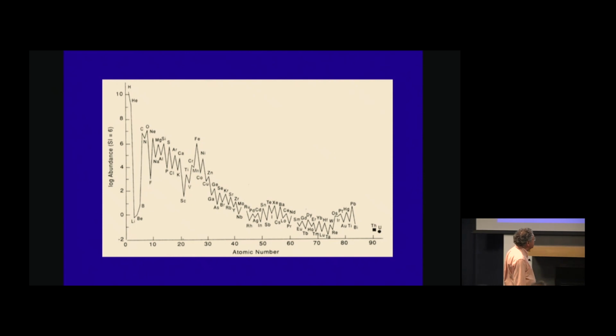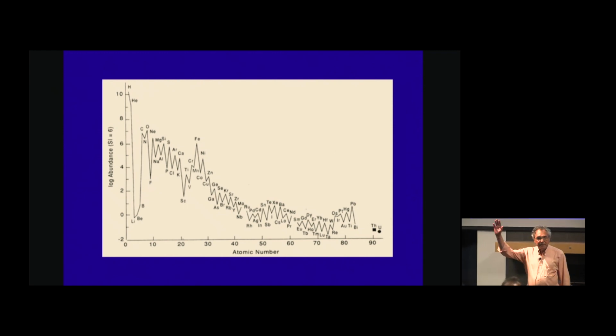Now, just for the students that are here, you see there are two elements that are missing. It's 43, and I think it's 62. Are those elements formed? Yes, no? Students, just grad students. Yes, no?